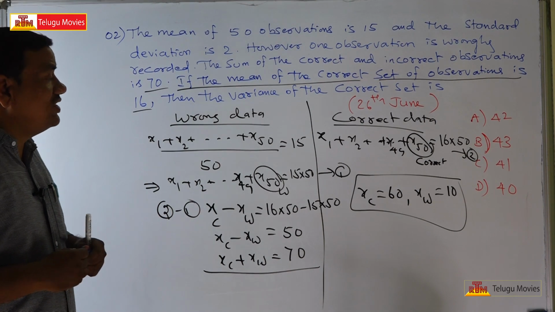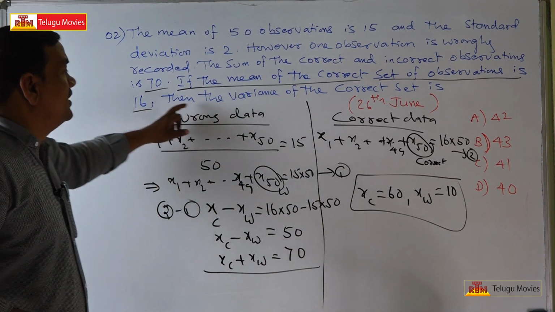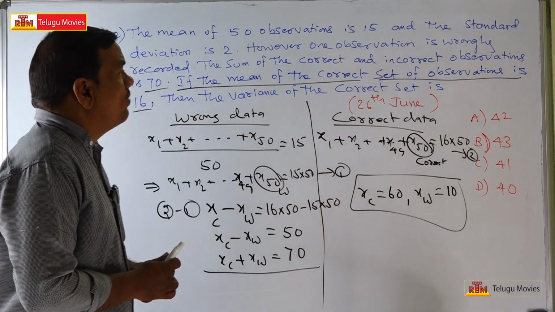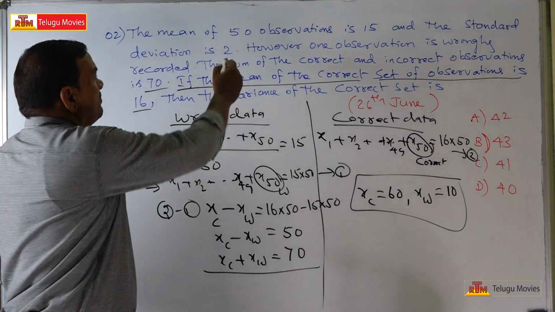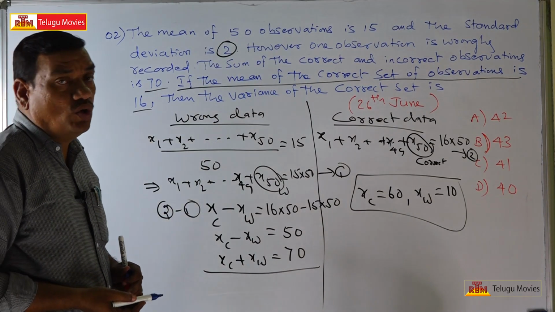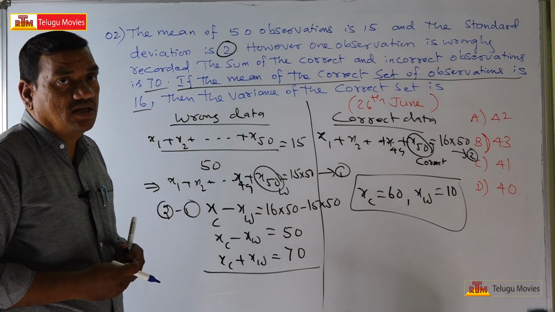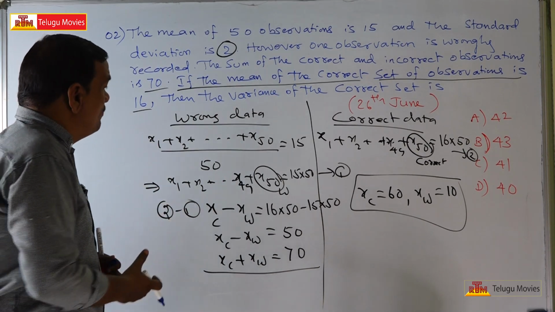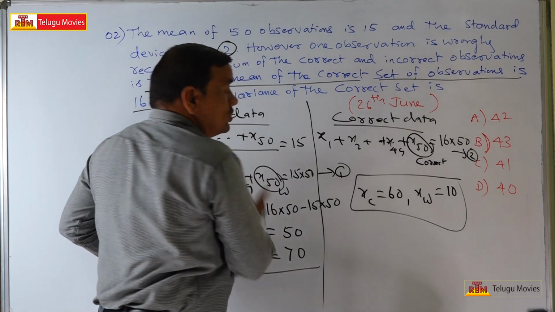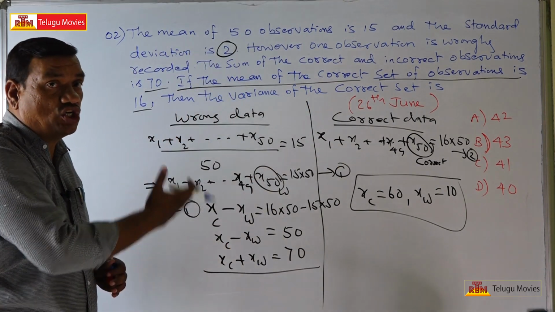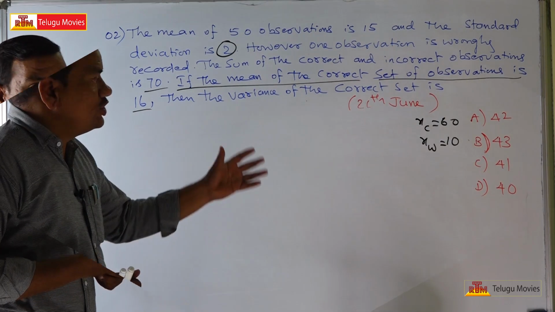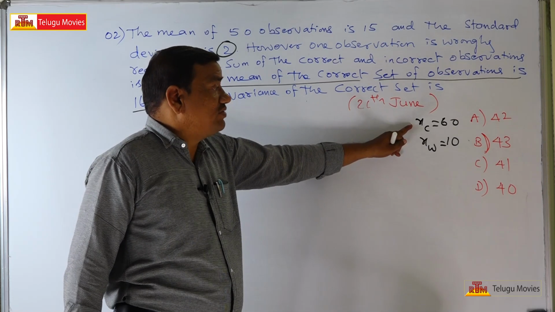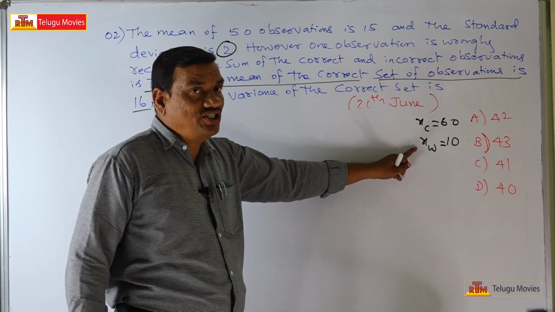Now, using this correct observation, we have to find its variance. For this, what is the variance of the wrong data? It is given: the standard deviation is 2. If you square it, we will get the variance. Let us continue our problem using variance. Dear students, welcome to the remaining calculation. We got the correct observation as 60 and the wrong observation as 10.